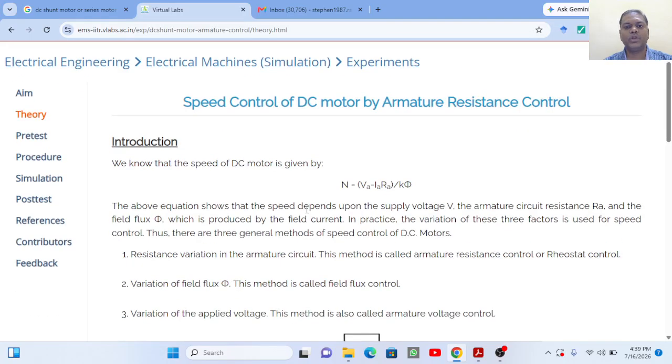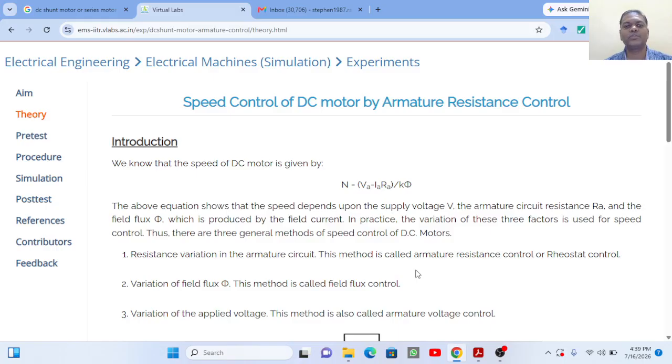The speed control of DC motor can be done by two methods, that is armature resistance control method, and another one is field control method. These are the two methods available for speed control of a DC motor. The first method is armature resistance control or rheostat control. By using the rheostat, we can control the armature. The second method is flux control method or field control method.